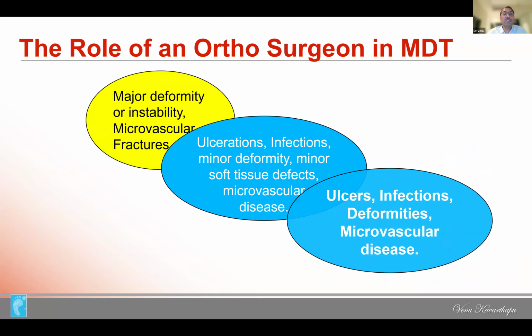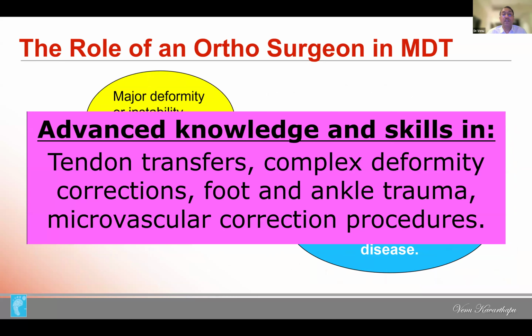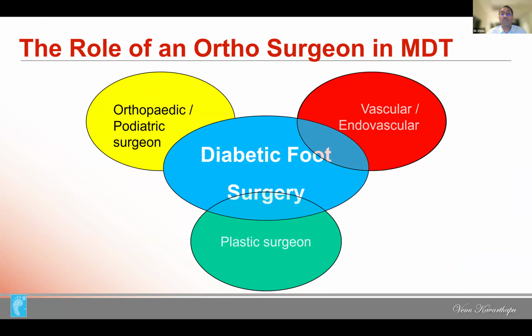So just to remind ourselves, friends, the role of an orthopedic surgeon, which is very much getting established, it is still evolving, is to address all these pathologies. So we should possess the core competencies in all areas, basic level of knowledge and skills on the medical, wound care, podiatry, offloading, vascular and plastic surgery, but acquire advanced knowledge and skills in these complex tasks, such as tendon transfers, complex deformity corrections, foot and ankle trauma, microvascular correction procedures, which is evolving.